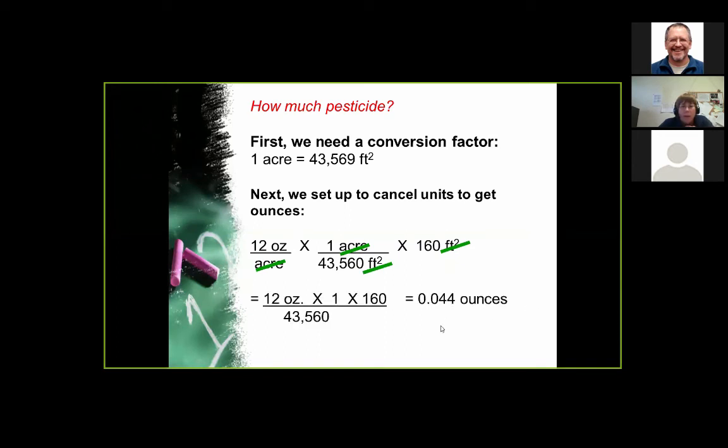So we'll clean that up a little bit, pull out those units that we've canceled out. We've still got the ounces unit. We do the math, multiplying the numerators, 12 times 1 times 160 divided by 43,560 to get our answer, 0.044 ounces. That's how much pesticide we're going to need.